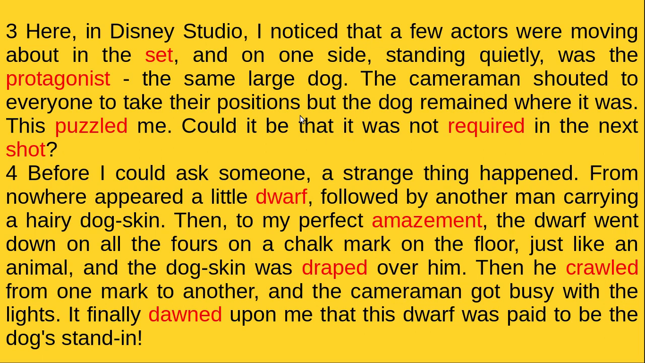Here in Disney studio, I noticed that a few actors were moving about in the set. When he reached there, he could see the actors moving in the set, and on one side was the protagonist, the lead dog. It was standing quietly, not moving, right? The cameraman shouted to the actors to take their own positions, but the dog remained where it was. This perplexed the narrator, or it confused him. Could it be that it was not required in the next shot?